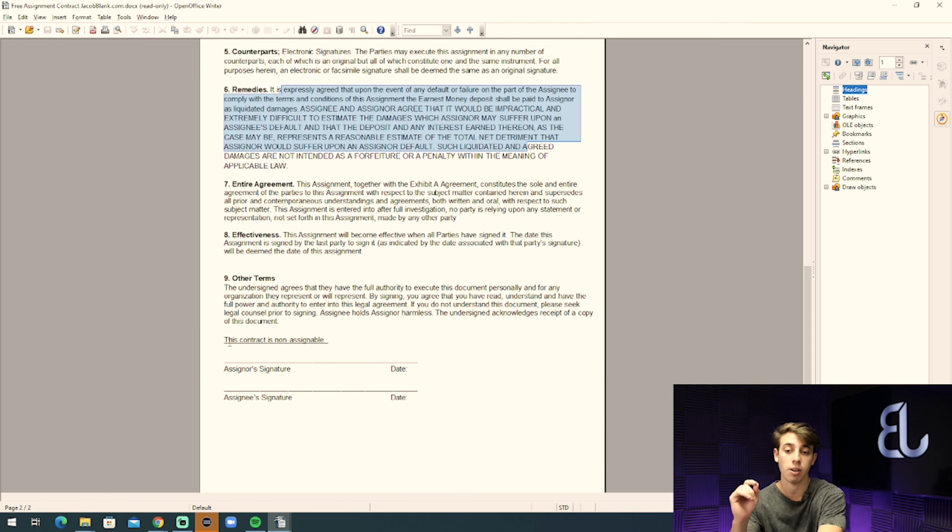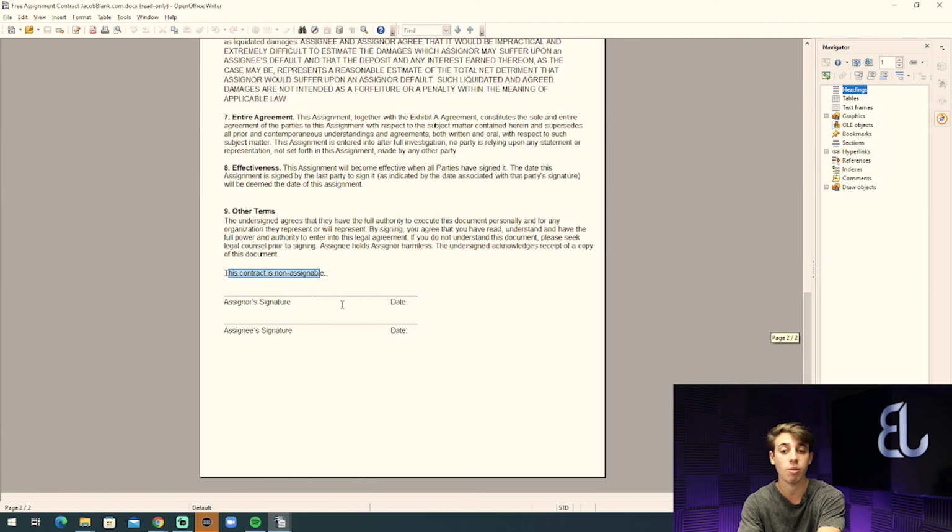And then this is very important. It says this contract is non-assignable. You want to make sure that you have that in there, so that way your buyer can't just go and daisy chain the deal and resell it to somebody else. So make sure you have that in there. That's where assignor and assignee will sign, and there you go.